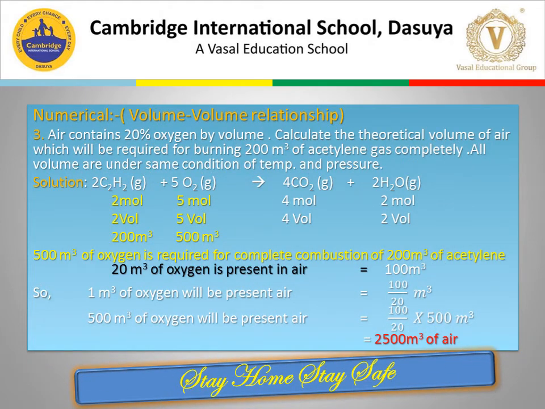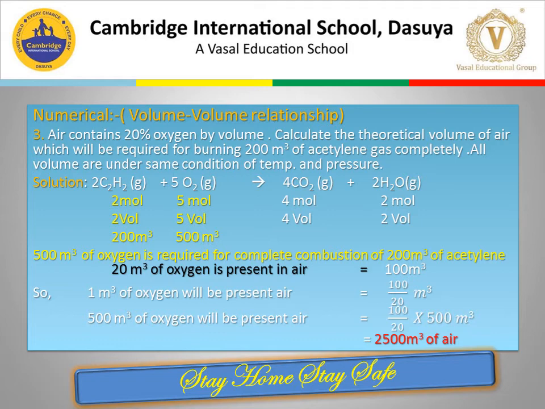Now let us solve a numerical based on volume relationship. We have got a question here. Air contains 20% oxygen by volume. Calculate the theoretical volume of air which will be required for burning 200 meter cube of acetylene gas completely. All the volumes are under the same condition of temperature and pressure. So the temperature and pressure have been held constant, since volume will change with the change of temperature and pressure.